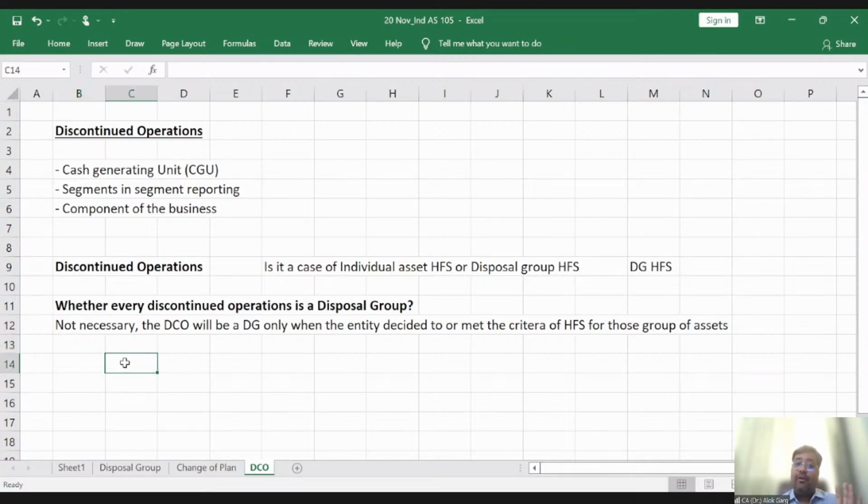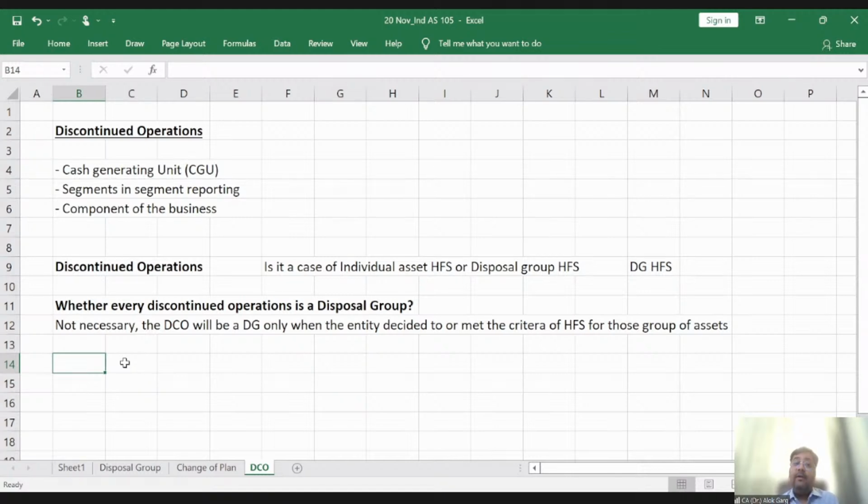So if the discontinued operation is your disposal group, then what is the accounting? Accounting is same. Step number 1, compute the carrying value as per the respective standard of the group. Compute fair value less cost to sell. Find out the impairment loss. Allocate the impairment loss. The accounting is same.